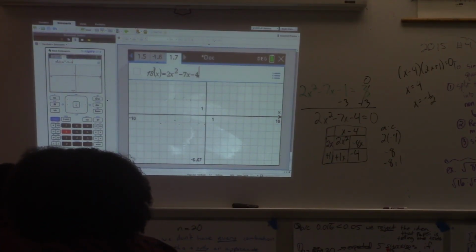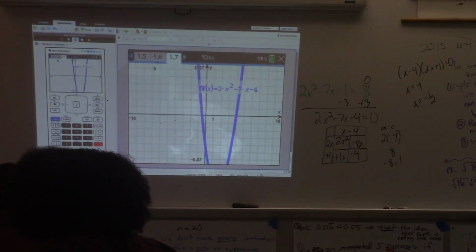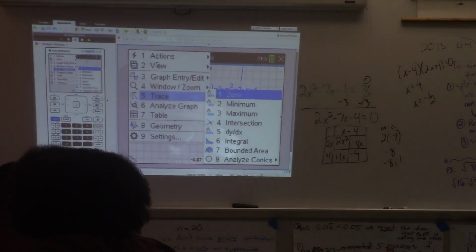What am I trying to find on the graph? The x-intercepts, but what's another word for those x-intercepts? Roots. Zeros or roots. So it has to equal what? 0. Just glancing at it, what does it look like this x-intercept might be? Negative 1/2. What does it look like this x-intercept is? 4. But remember, you have a graphing calculator.